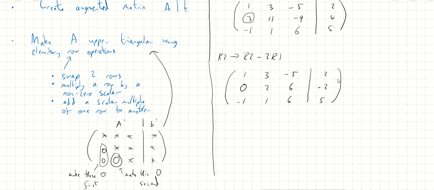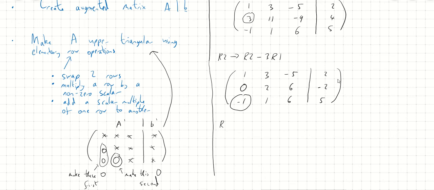So I've done that operation. I've replaced row 2 with row 2 minus 3 times row 1. And this is an elementary row operation because we've subtracted 3 lots of row 1 from row 2. Okay, and also we created a 0, which is good. So now we want to get rid of this minus 1 here that I've circled. So how do we turn that into a 0?